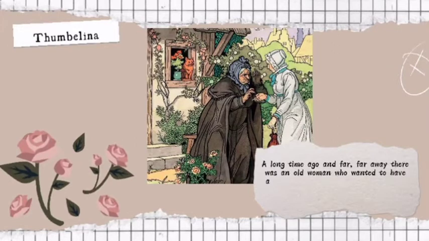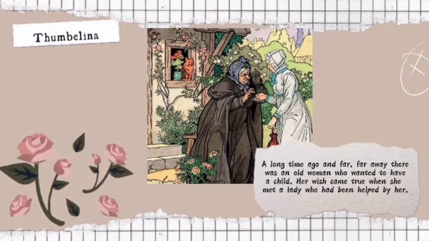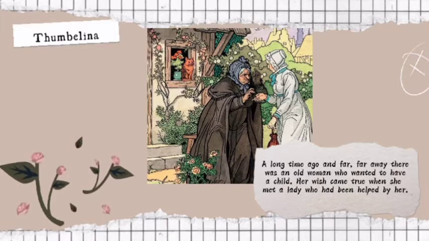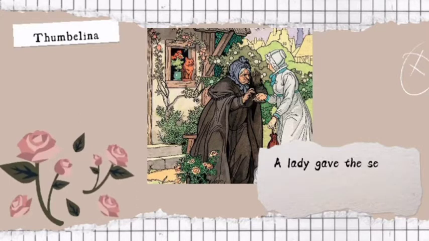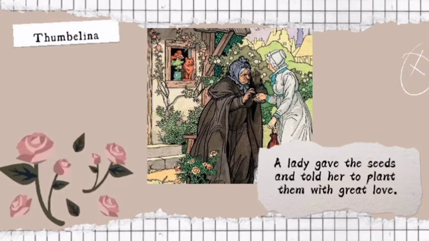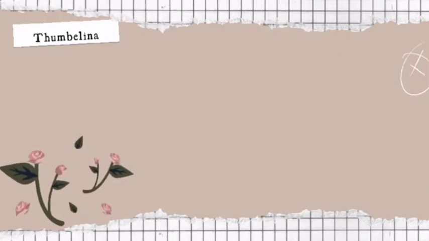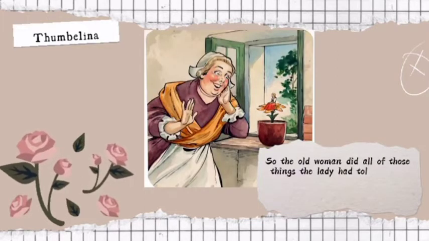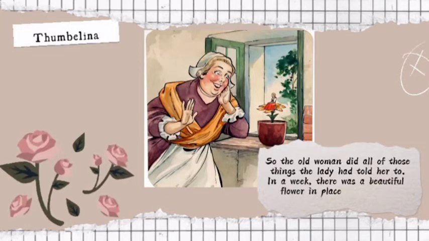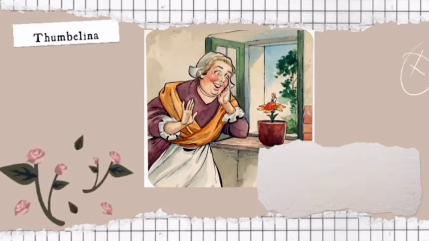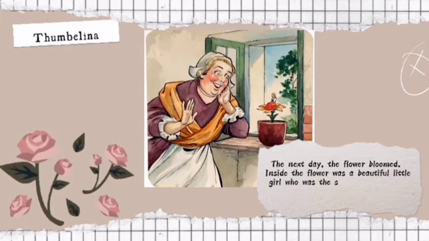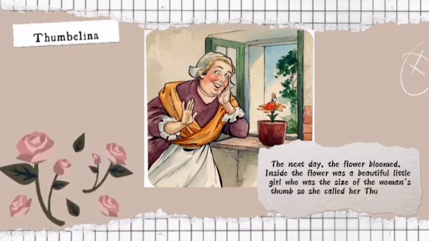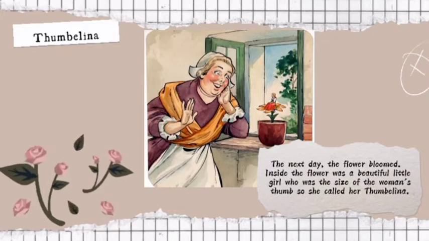A long time ago and far, far away, there was an old woman who wanted to have a child. Her wish came true when she met a lady who had been helped by her. The lady gave the seeds and told her to plant them with great love. So the old woman did all of the things the lady had taught her to. In a week, there was a beautiful flower in place of the seed. The next day, the flower bloomed. Inside the flower was a beautiful little girl who was the size of the woman's thumb, so she called her Thumbelina.